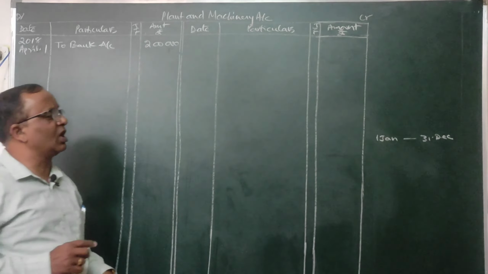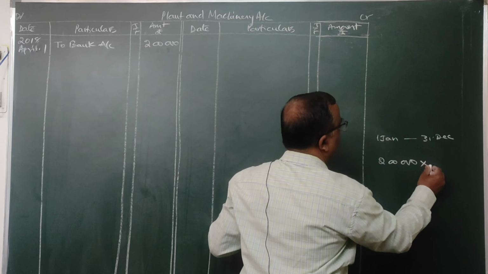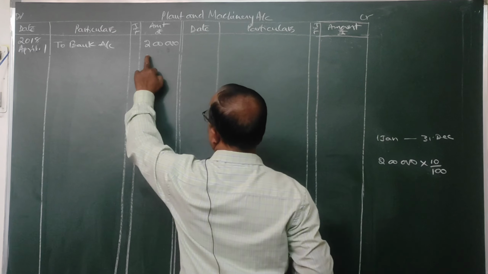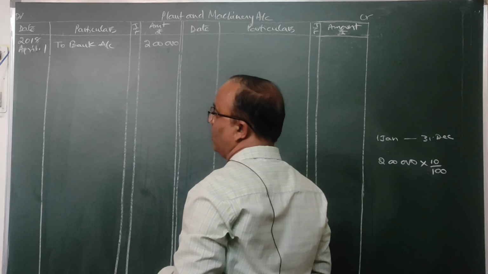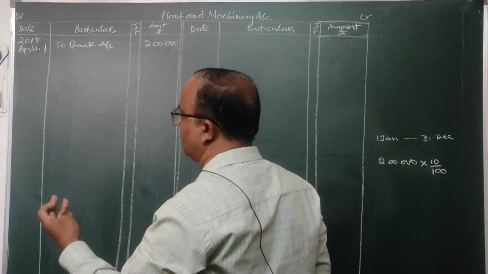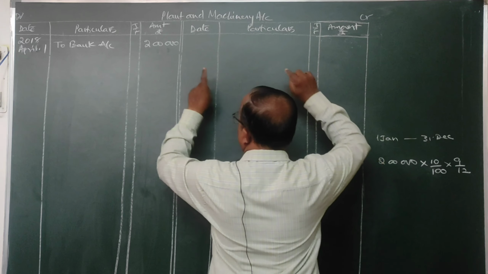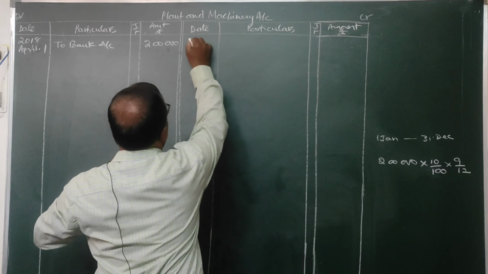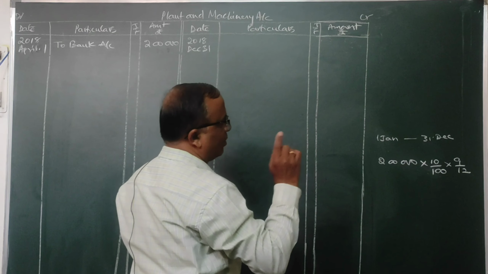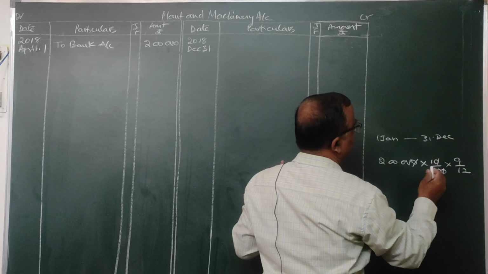He said depreciation is 10% per annum. So 2 lakhs into 10% is the depreciation for 1 year. But he purchased it in April, so how many months has he used it? April, May, June, July, August, September, October, November, December. That means 9 months. So in the first year, on 31st December 2018, we will provide depreciation for 9 months. How much will it be? Check it.